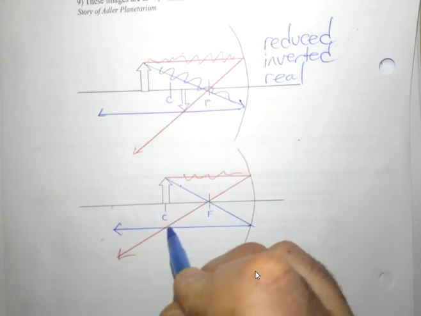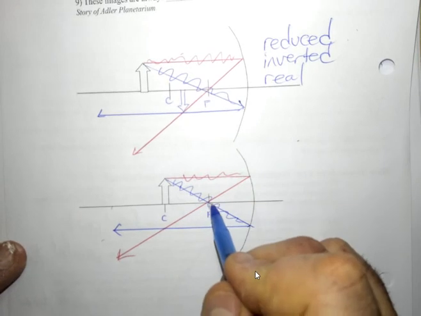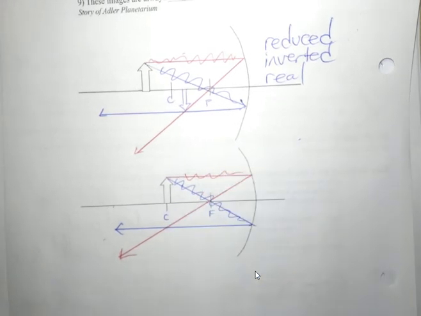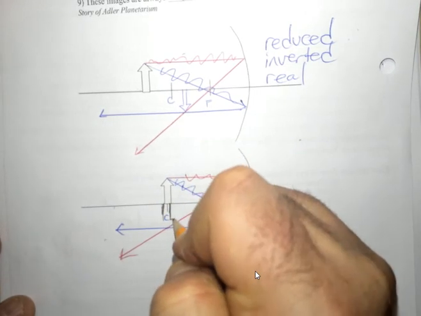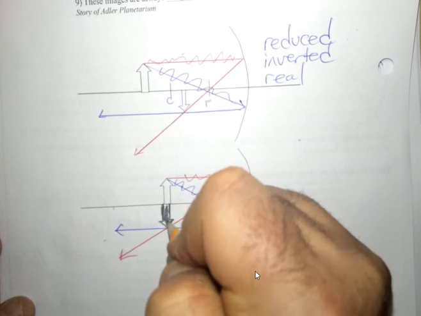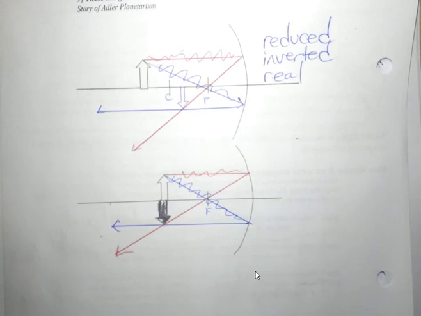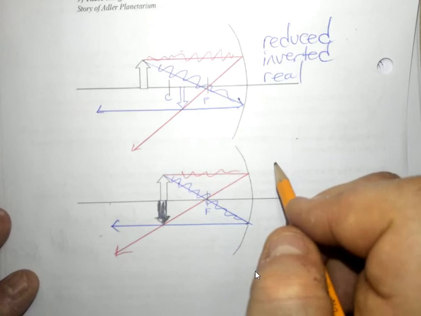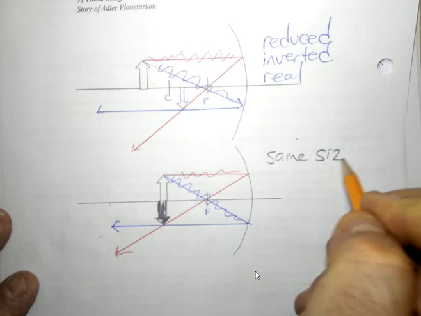Now we have two crisscrosses, so I scribble out the incoming ray, and we can see that that's not the crisscross we're talking about. It's this one down here. So there's my image. If the object is at the center of curvature, the image is also at the center of curvature. And notice that the heights are going to be the same. So this is not reduced, it is not magnified, it is the same size. It is still inverted.